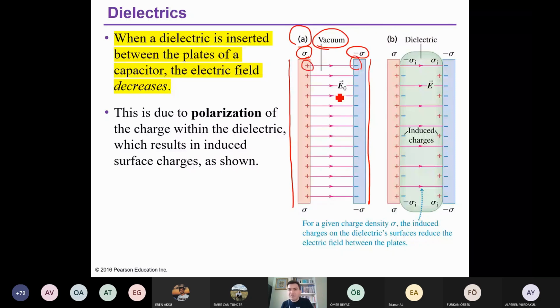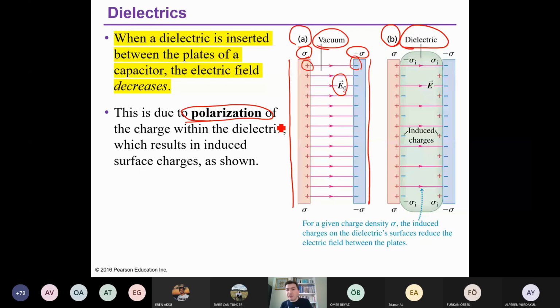When we insert a dielectric material, which is shown here in picture B, what happens? The dielectric material is polarized and then induced charges occur. What is the meaning of this? I will explain later on, but here I would like to touch on it shortly. Remember the polarization which we learned at the beginning of this semester, polarization due to electric fields. Remember this term from chapter 21, chapter 22.